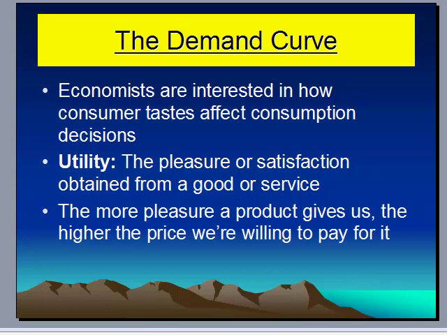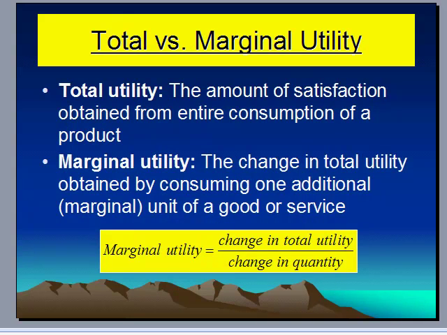We know the demand curve is downward sloping. Economists are interested in how consumers' tastes affect consumption decisions, and that is based on utility. Not everybody goes into the store and says, oh, I get this much utility from this product, but in some unknown way, subconsciously, we do measure the satisfaction we derive from a product. So utility may vary from person to person. It depends on individual preferences, and that is what utility is.